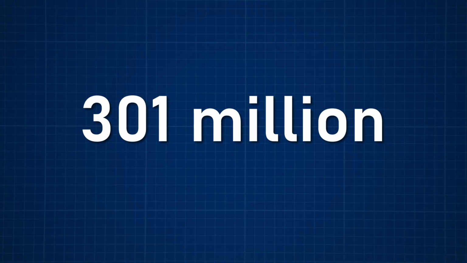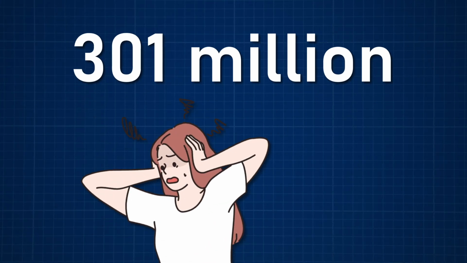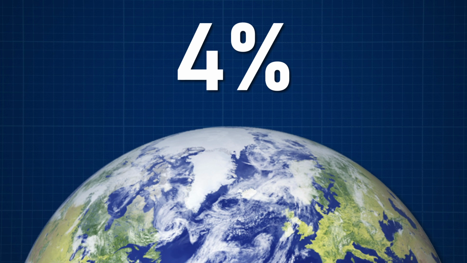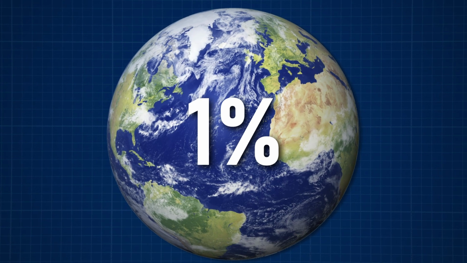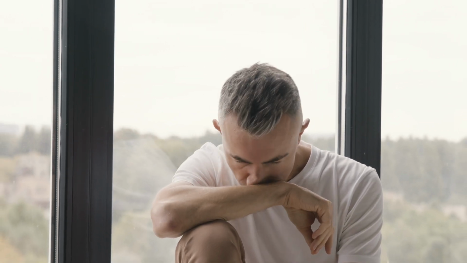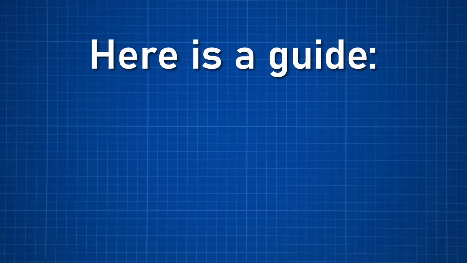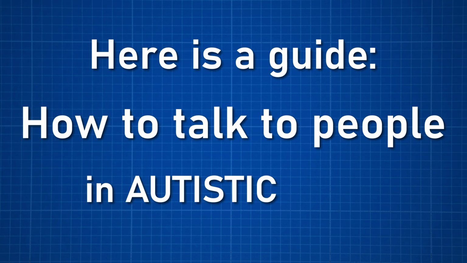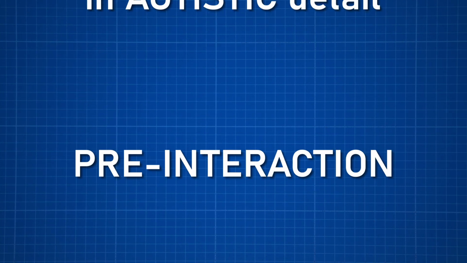Approximately 301 million people have an anxiety disorder. That's 4% of the world. Around 1% are autistic. Now, you may not have any of these disorders, but you definitely face anxiety if you're watching this. Here is a guide on how to talk to people in autistic detail.